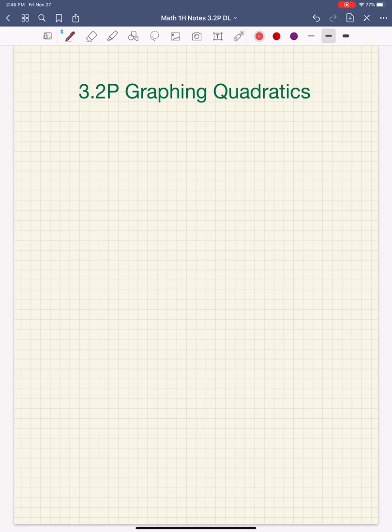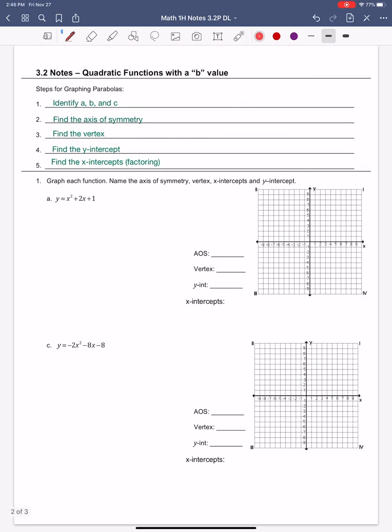Okay, we're going to jump into lesson 3.2 for the Math 2 prep here on graphing quadratics. This will be a continuation of our lesson from yesterday, which was 3.1, and we were graphing quadratic functions that did not have a b-value. Notice today's work is going to have a b-value, and that's just going to change things slightly for us.